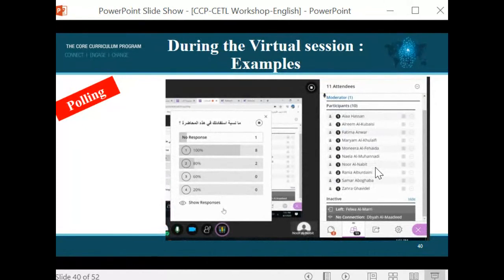It is very important that students rate their learning experience at the end of the class in order to assess their satisfaction, evaluate our teaching performance, and try to enhance it in future sessions. For example, I used polling in the session by asking students about their percentage of satisfaction throughout the session.